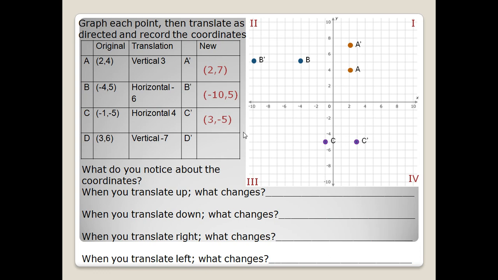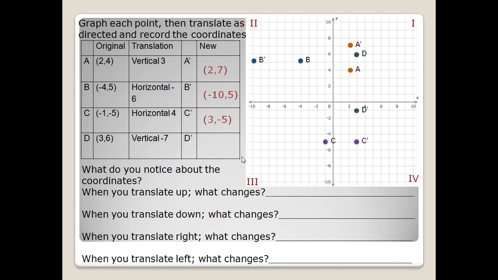It's our coordinate pair. Now we're going to do D, which is 3, 6. And that is right up here. And our new point, we went vertical negative 7. So that means down 7. We put our point, and we look, and it's at x is 3 and y is negative 1, so we write 3, negative 1.